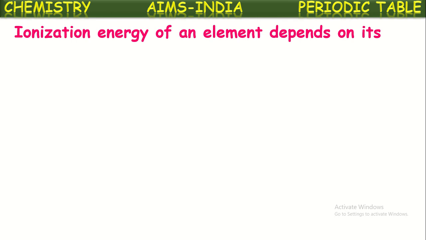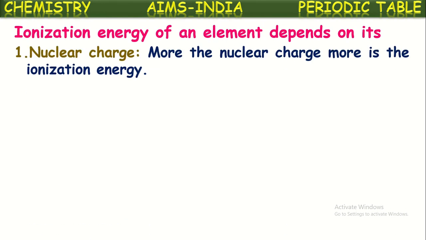Ionization energy of an element depends on which factors? Let us see here. The first among them is nuclear charge. The more the nuclear charge, the more the ionization energy. If greater nuclear charge is present, then the electrons in the shells of the atom will be held tightly by the nucleus. The removal of an electron from its outermost orbit then requires a greater amount of energy, and we call that energy ionization energy. That's why more nuclear charge means more ionization energy.